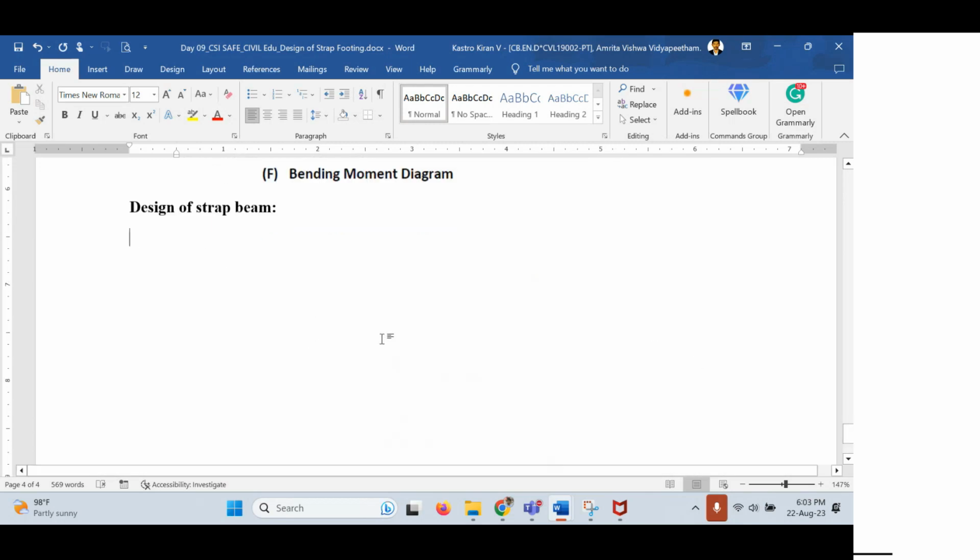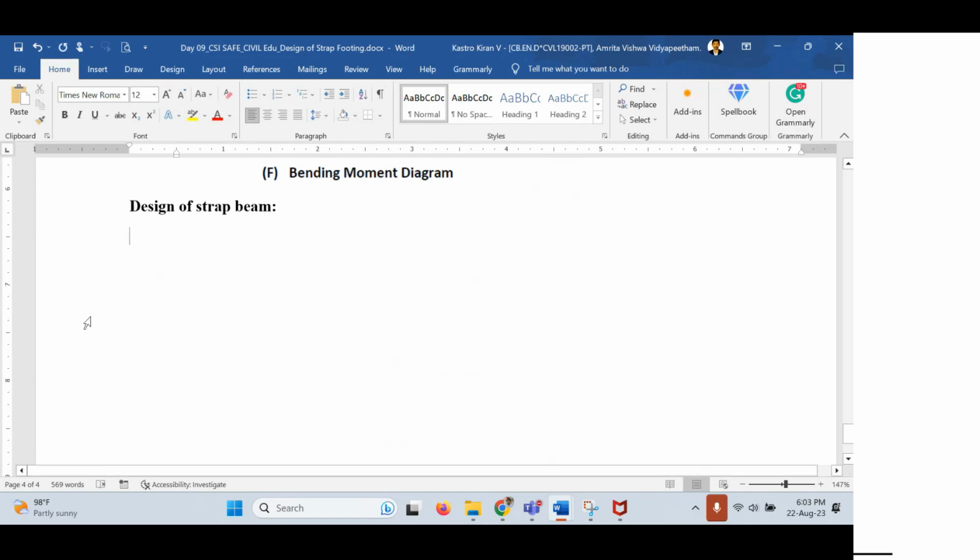What is the idea of designing the strap beam? We have two isolated columns, or we have two isolated footings, and we are going to connect these two isolated footings by using a beam, and that beam we are going to call as strap beam.